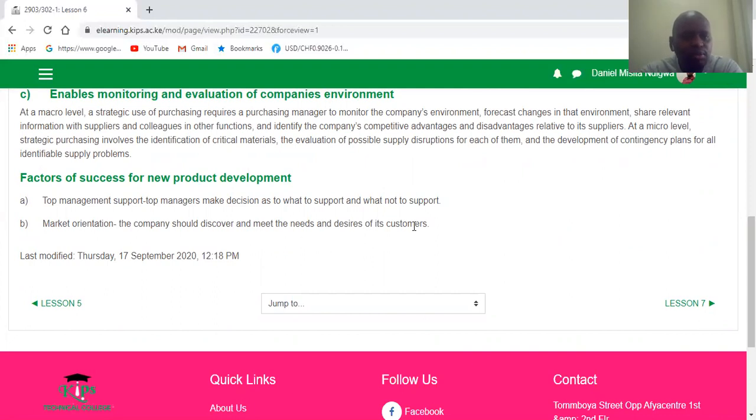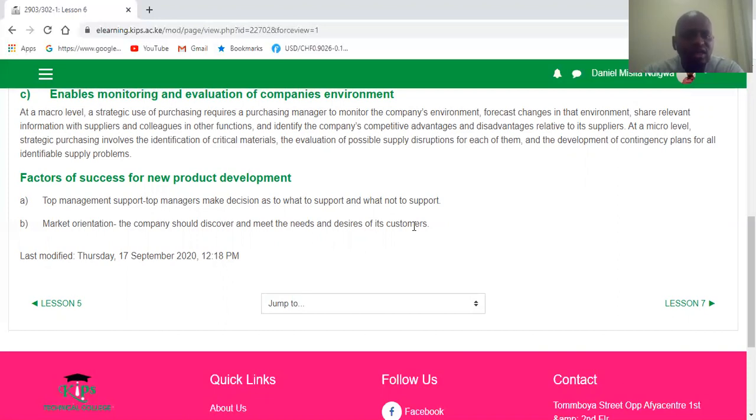The first one is top management support. So the support you get from your managers is very important. If your managers support you, then it means at the end of the day, you will be able to succeed as a team. The other one important factor is market orientation. So you must always do a market orientation and see what your customers desire or what your customers want.